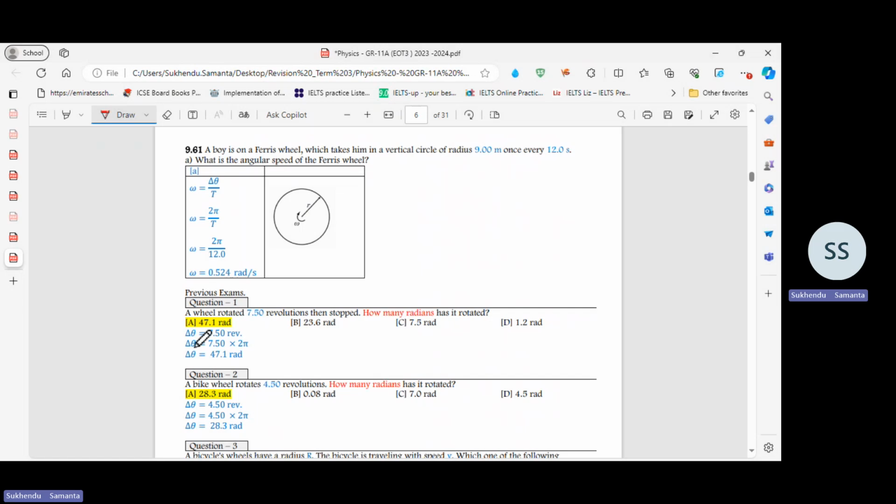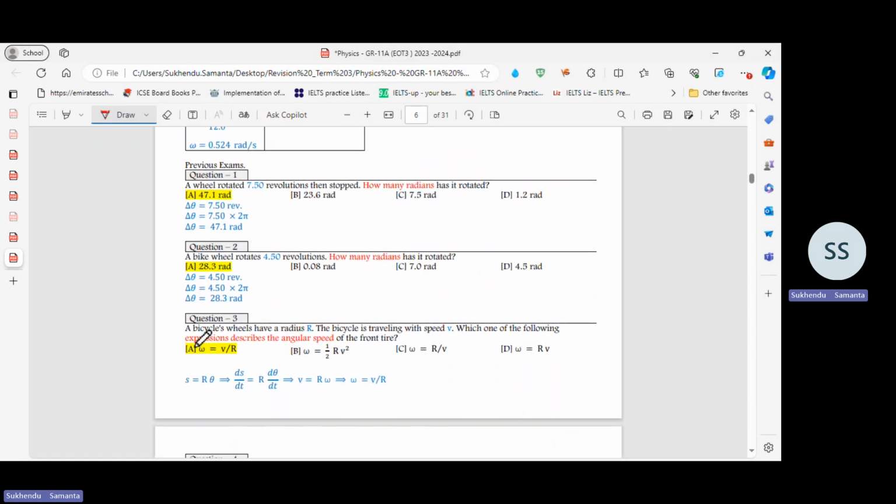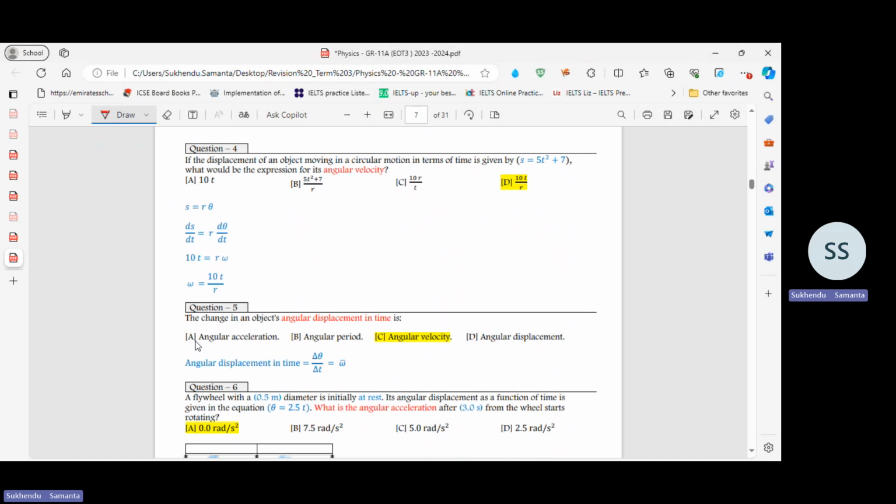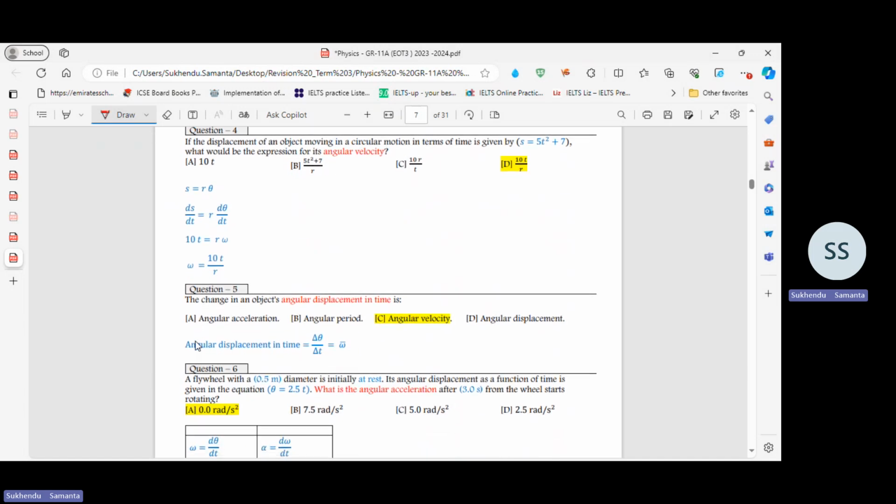Next question, here they have given revolutions. So one revolution means how many radians? It's 2 pi radians. So 7.5 revolutions means 7.5 multiplied by 2 pi equals 47.1 radians. Similarly, they have given multiple different examples, same one. So make sure you just follow the right formula, then it will be easier for you to find the answer.